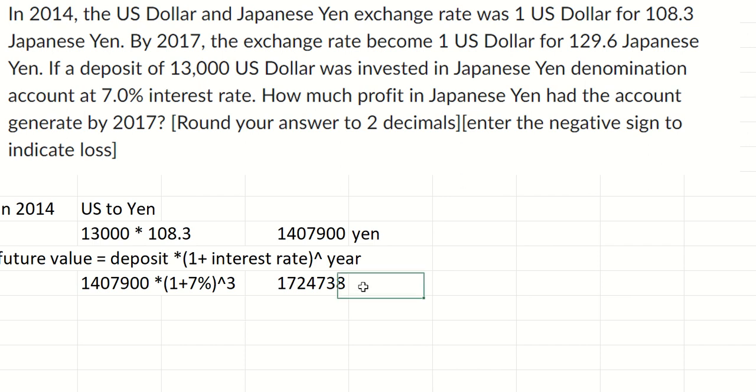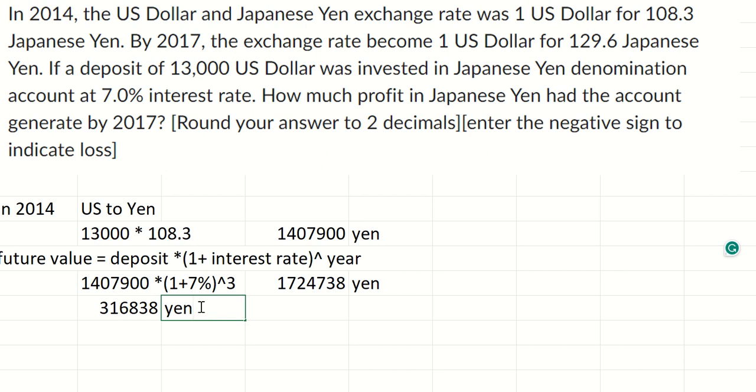And the question is asking how much profit we have in Japanese yen. That's easy. We're just going to use your new number, 1.724738 million, and subtract the 1,407,900, and that's how much profit you get in Japanese yen. So we get a profit of 316,000 Japanese yen.